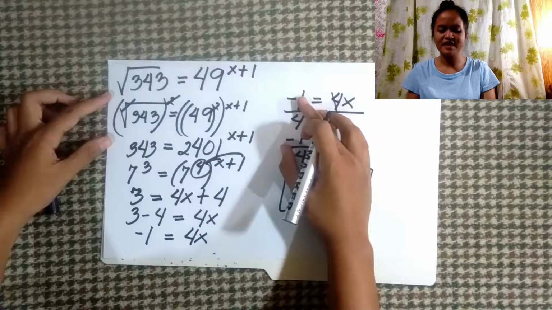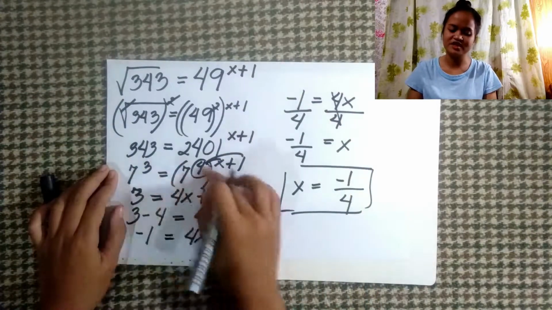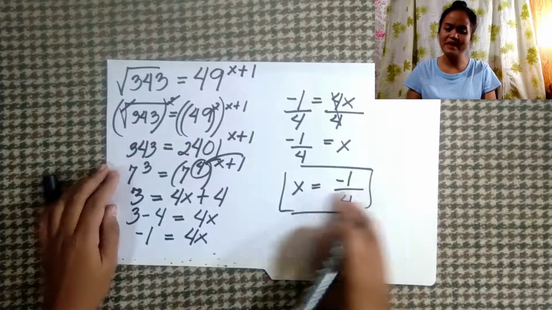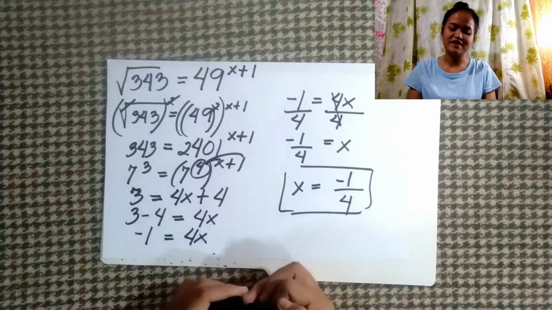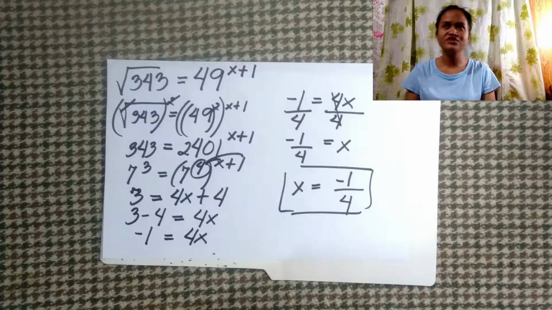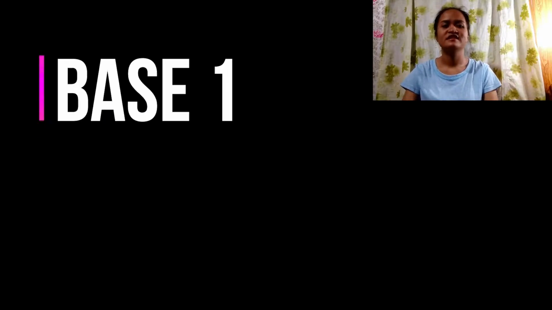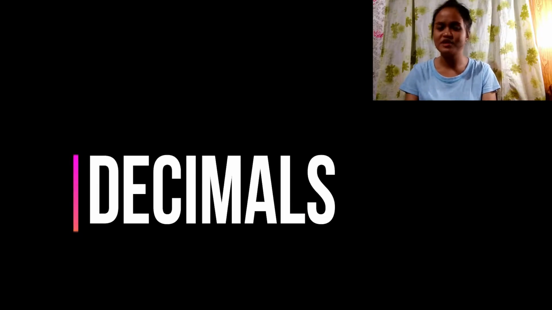So that's how to solve exponential equations with base as a radical. You just have to square both sides. There's another way to solve this one, but for me, it's a whole lot easier to square both sides to cancel the radical than the other one. So that's all. That's how to solve exponential equations with bases 1, decimals, and radicals.